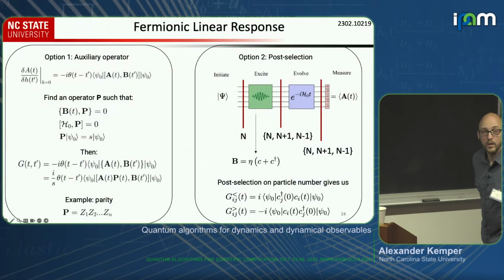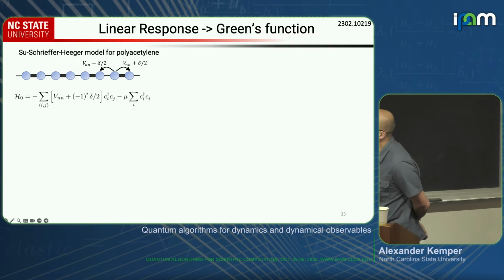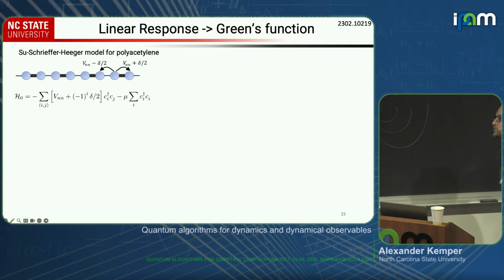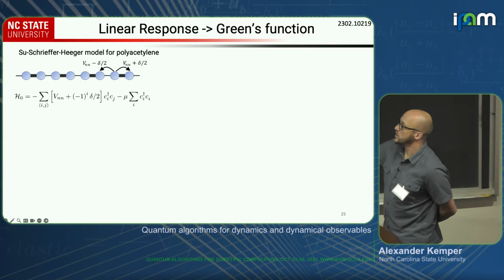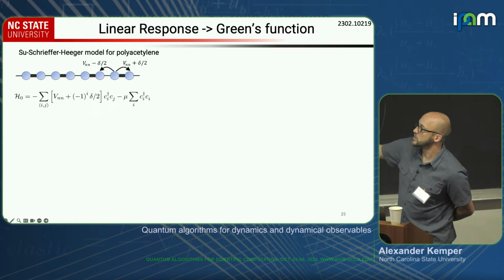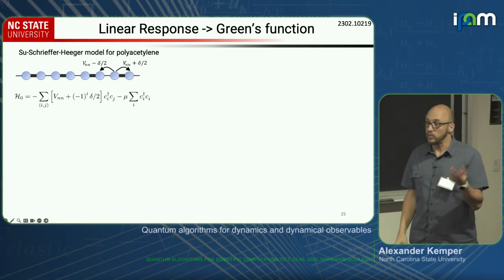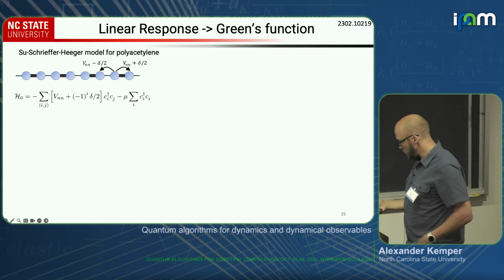Okay. So how does this work? Well, here's a test case. This is some physics model. It's called the Su-Schrieffer-Heeger model. It's nominally for polyacetylene, but you can think of it as just a chain of free fermions where I can hop more strongly and less strongly between alternating bonds. You pick this one because it's a nice toy model. It is non-interacting, but the method works just fine for interacting systems also.